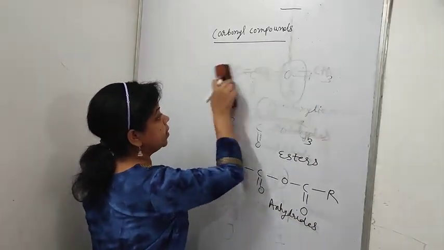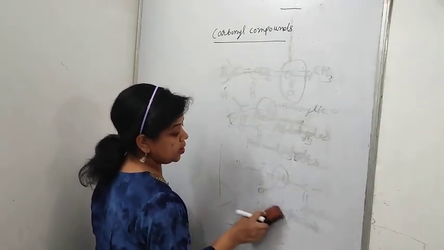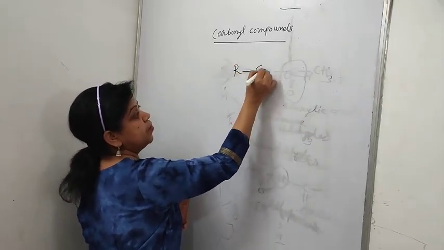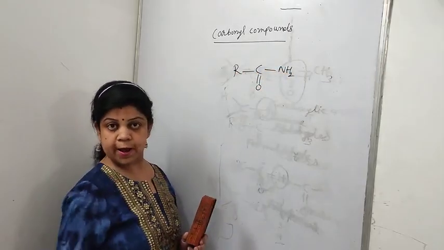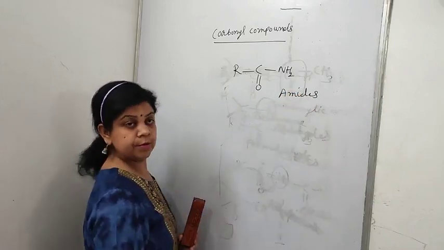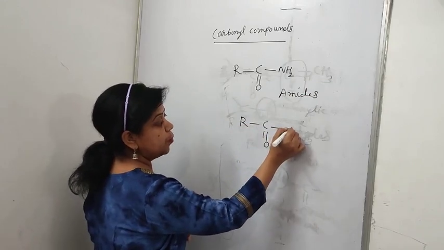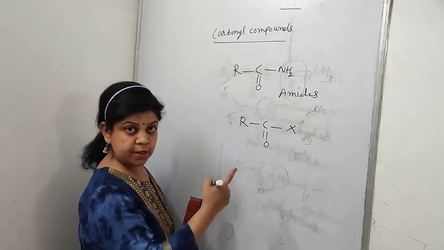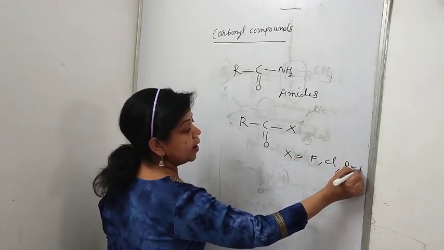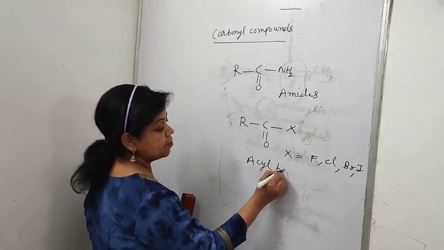Next example, in which our carbonyl carbon is bonded with nitrogen atom. This is our carbonyl carbon. When it is bonded with nitrogen atom, then these type of compounds are known as amides. Next, in which carbonyl carbon is bonded with halides. X is halogen. These may be Cl, Br and I. These type of compounds are known as acyl halides.